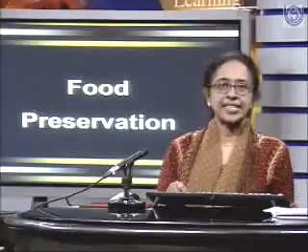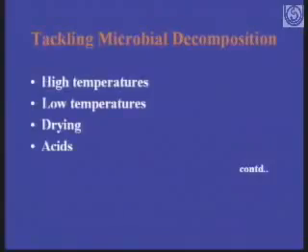Now if we move on to the next slide, we are going to have a look at some of the methods by which we can preserve foods. How do we tackle microbial decomposition? As we already told you, these are things that can be controlled and that they can create conditions for the microorganisms' growth to be controlled. So let us look at these very briefly. High temperatures, low temperatures, drying and acids. So let me just give you a little orientation to these particular ways of tackling microbial decomposition.